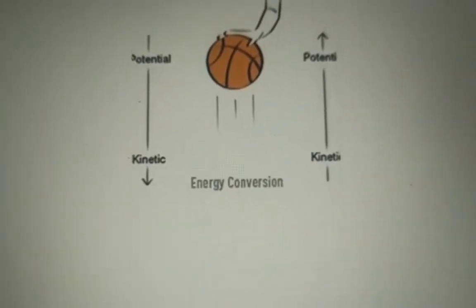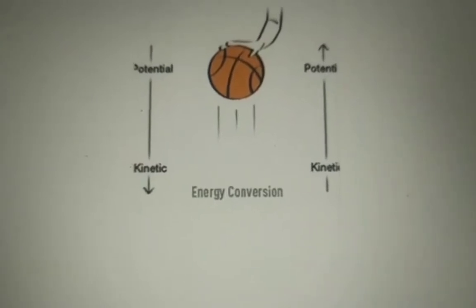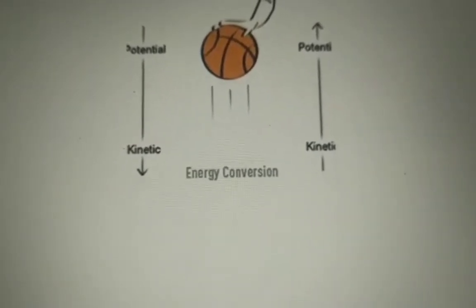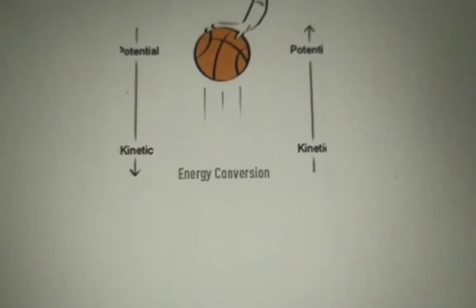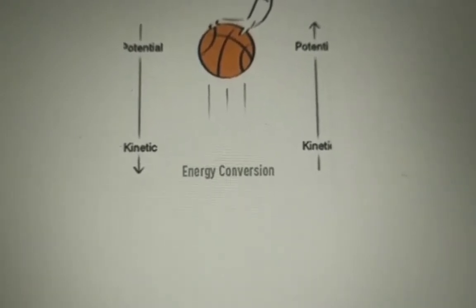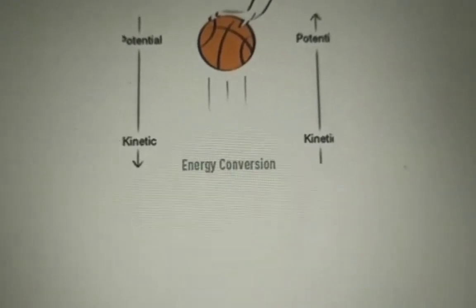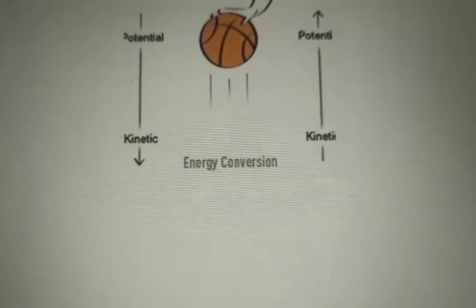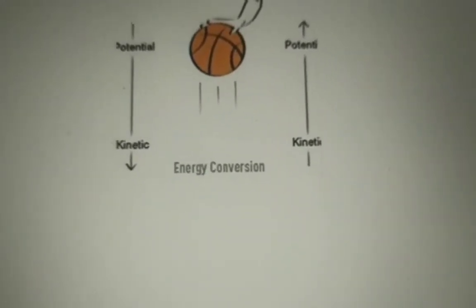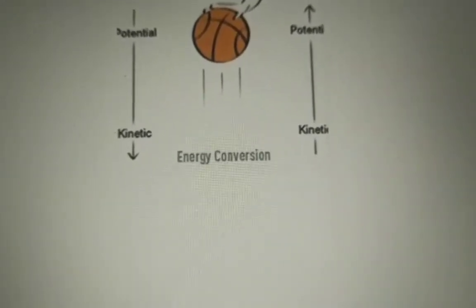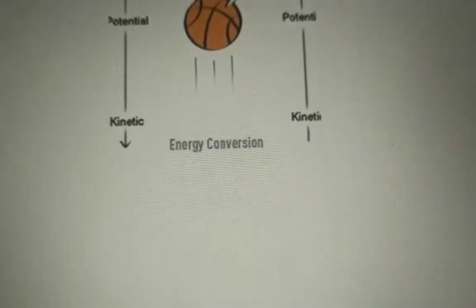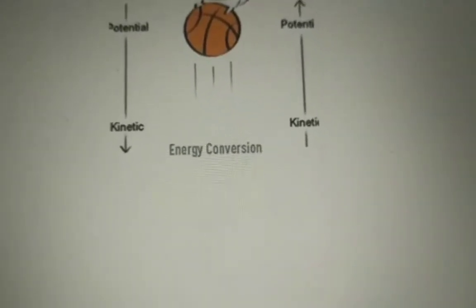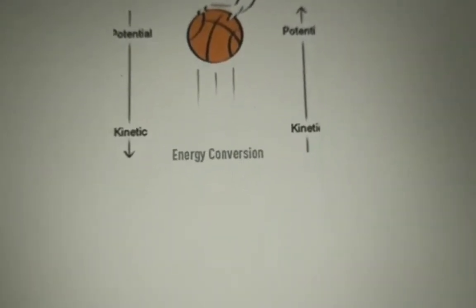Potential energy is the energy possessed by a body for doing work by virtue of its position. Potential energy equals mass times acceleration due to gravity times height, or the distance through which the body falls, whereas kinetic energy is the energy possessed by a body for doing work. Kinetic energy equals half of the mass of the body times velocity squared.